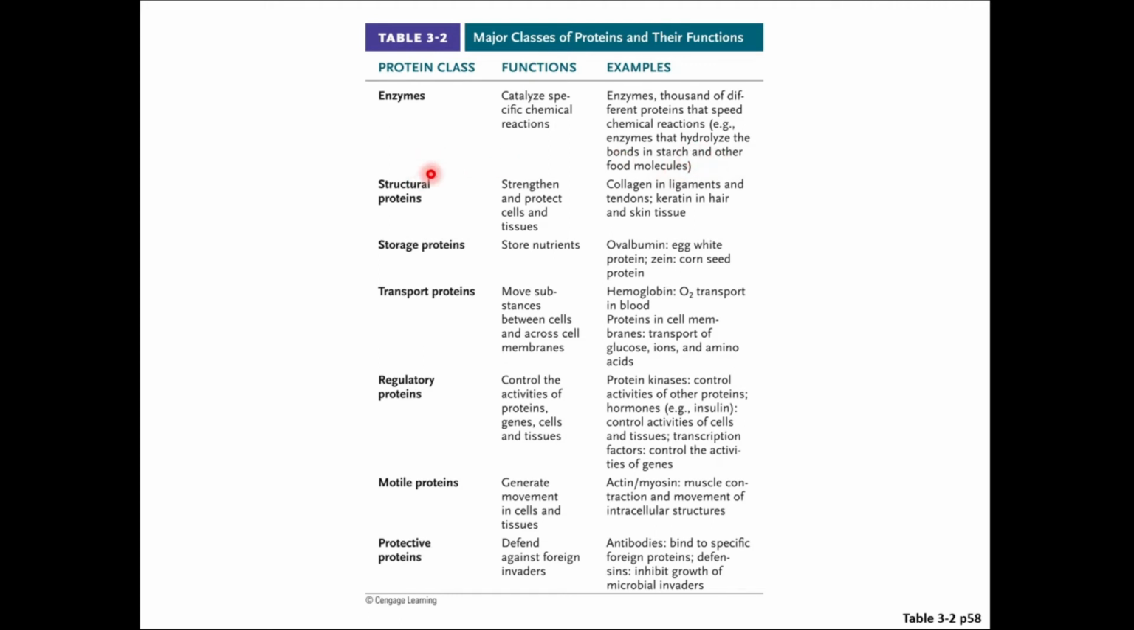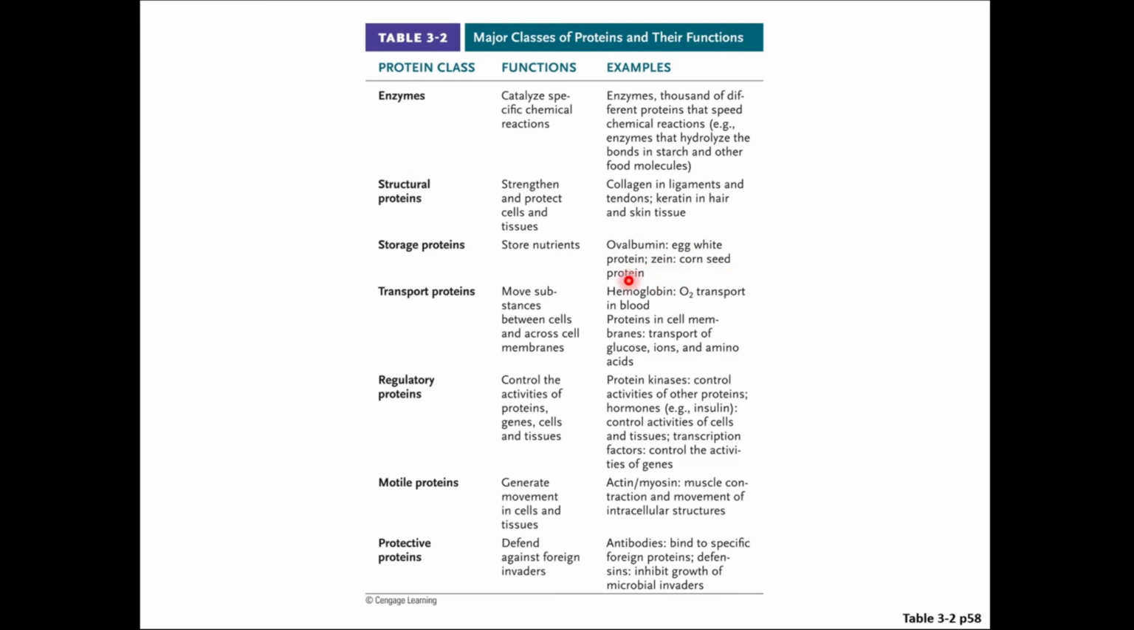Also, we have a protein class such as the structural proteins. Its function is to strengthen and protect cells and tissues. Examples: collagen, which is found in ligaments and tendons, and keratin, which is found in hair and skin tissues. Also, we have another class of protein, which is the storage proteins. Its function is to store nutrients. Example, ovalbumin, which is the egg white protein, and even zein, which is found in the corn seed protein.